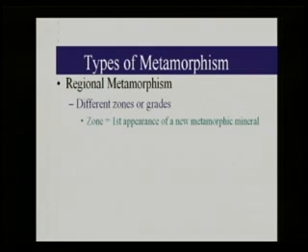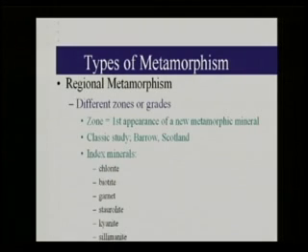So, we can look at the degree of metamorphism and see the type of pressure and heat, low to high, based on different zones or grades. A zone is the first appearance of a new metamorphic mineral. This is based on a classic study done by Barrow in the Highlands of Scotland. And what Barrow found were index minerals located with varying degrees of metamorphism.